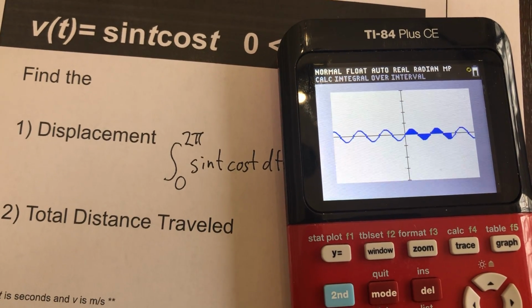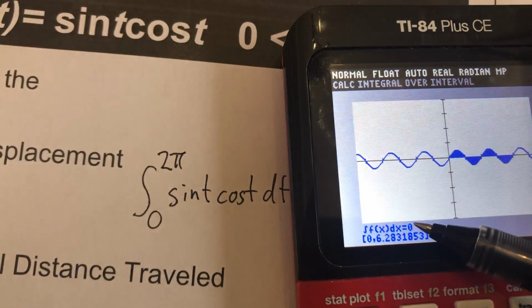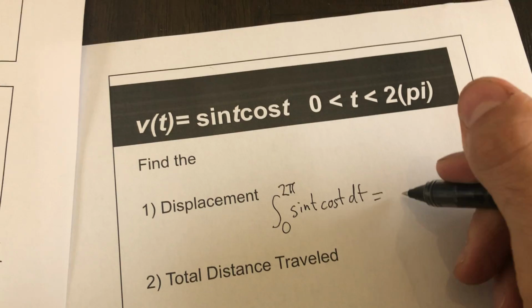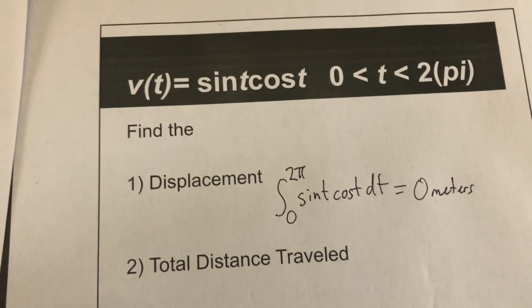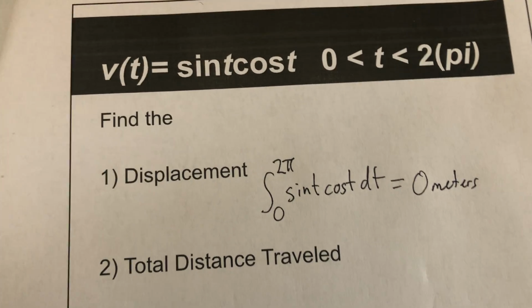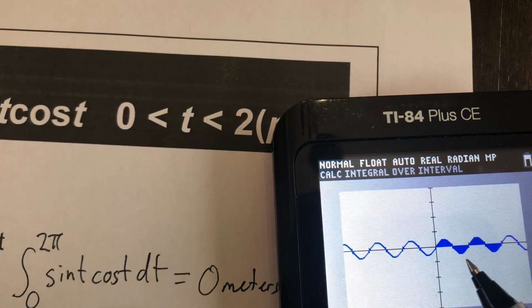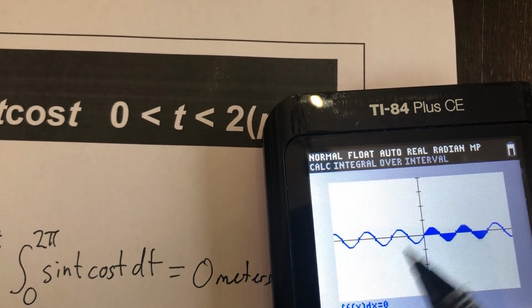Here's our integral being filled in. And here's our answer. It is 0. So its displacement on this was 0 meters. Okay, it ended up the same place it started. And you can kind of see that because it went to the right, then it went to the left, then it went to the right, then it went to the left, and ended up right where it started because those are all equal areas.